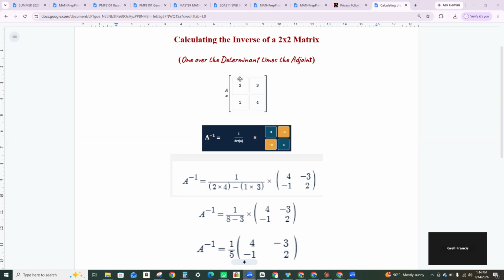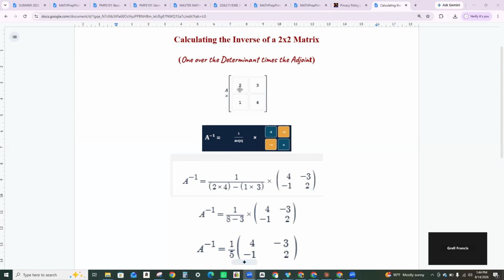So here we have an example, 2, 3, 1, and 4. So the leading diagonal is 2 and 4, and the non-leading diagonal is 1 and 3. Okay, meaning the main diagonal is 2 and 4, and the secondary diagonal is 1 and 3. So A inverse is equal to 1 over the product of the leading, so that will be 2 times 4, minus the product of the non-leading, which is 1 times 3, times the adjoint.